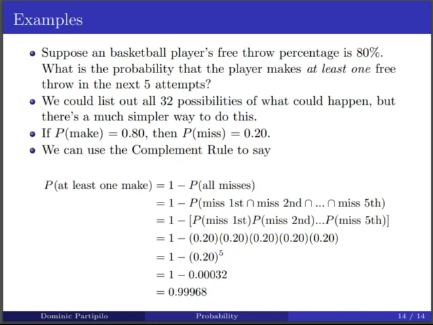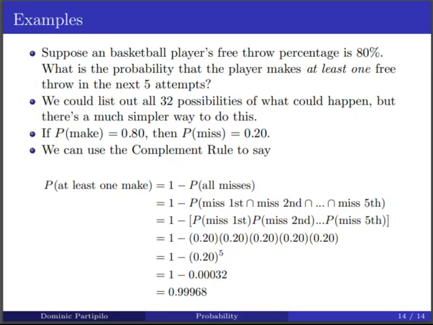So again, just like before, we want to put this into symbols. So the player's free throw percentage is 80%. So that means the probability of a made basket is 0.8. And since the complement of making a basket is missing a basket, the probability of missing a basket is 1 minus 0.8, which is 0.2. We're using the complement rule to say that.